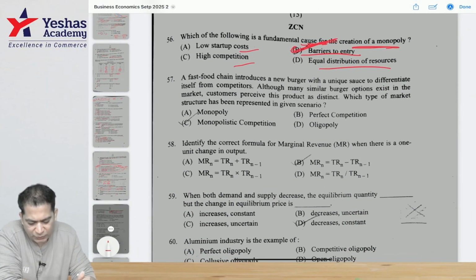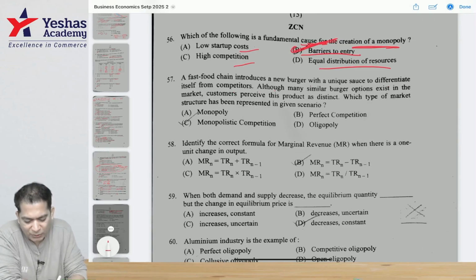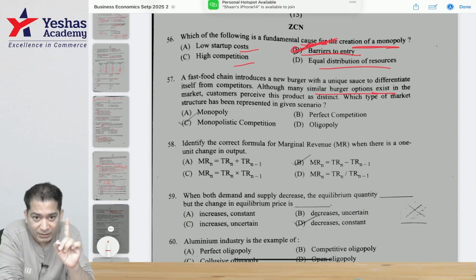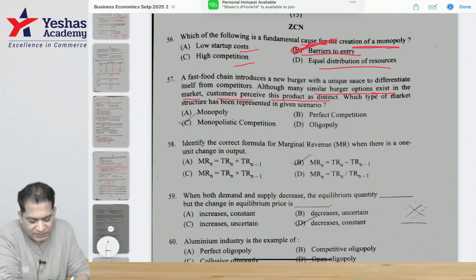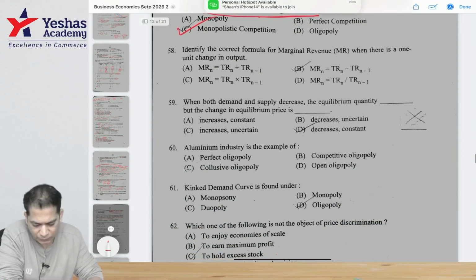A fast food chain introduces a new burger with a new sauce to differentiate itself from competitors. Although many similar burger options are available, it means similar but non-identical goods. In the market, customers perceive this product as distinct. It means there is some difference. Which type of market structure has been represented in the given scenario? Monopolistic competition. Similar but non-identical goods are sold.